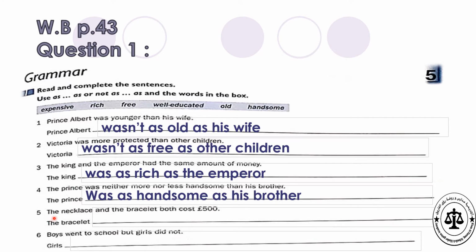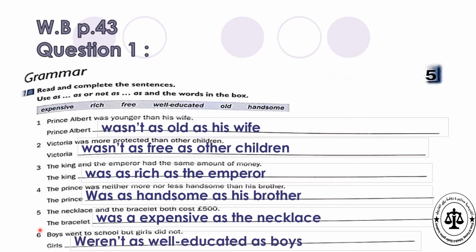Number 5. The necklace and the bracelet both cost £500. So the bracelet and the necklace have the same price. The bracelet was as expensive as the necklace. Boys went to school, but girls did not. Girls, what do you think? Excellent. Were not as well educated as boys.